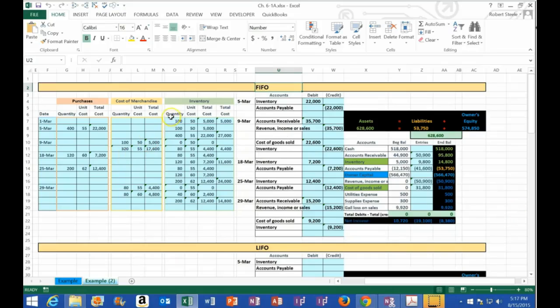Hello, in this lecture we will continue working this problem. We just completed the FIFO section. We're going to move on to the LIFO section. Now the LIFO section is going to go over the same dates. We're going to use the same thing, assuming that we are using a different type of inventory flow.